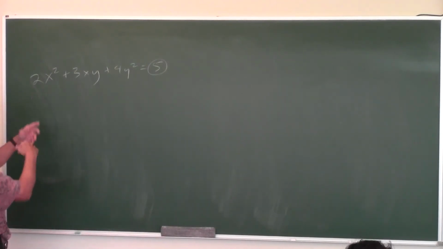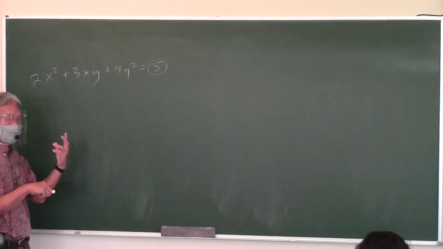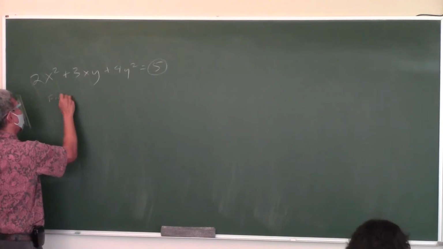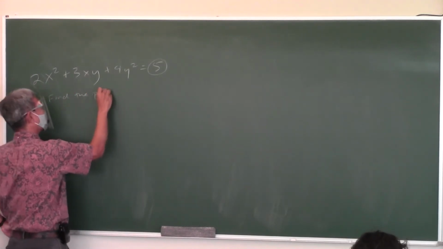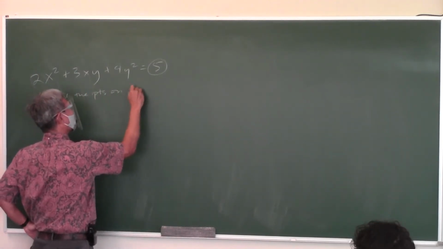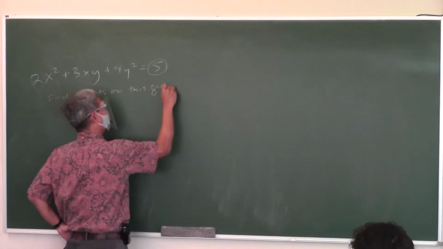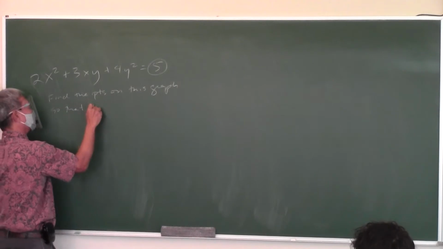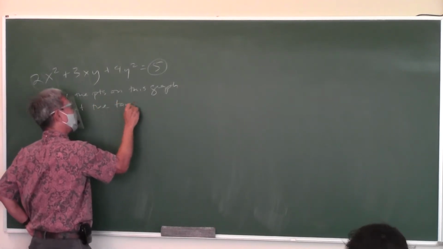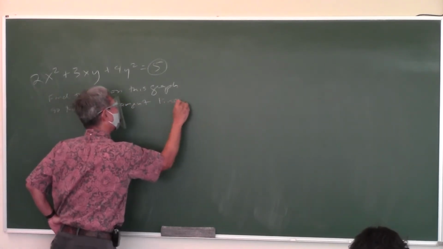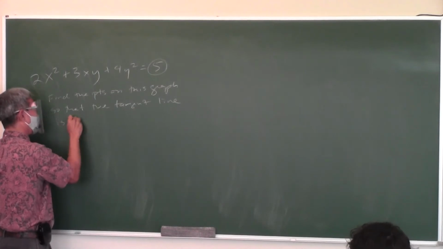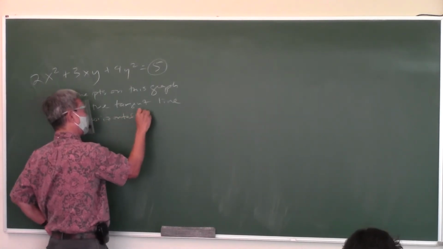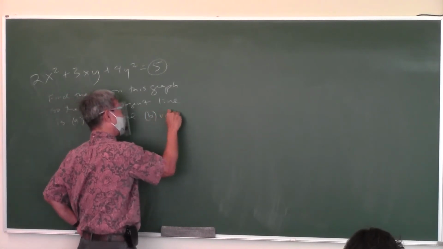So this will be a tilted ellipse. You don't have to know that, okay? So here's the question. Find the points on this graph. You don't have to know what the graph is. So that the tangent line is part A, horizontal, and then part B, vertical.